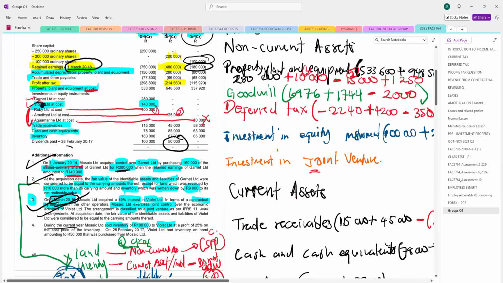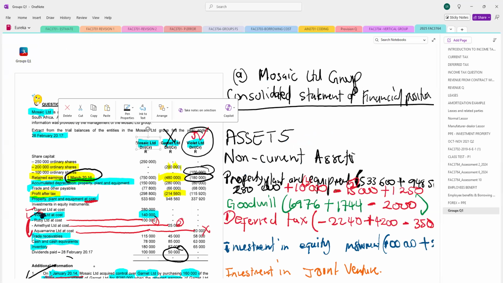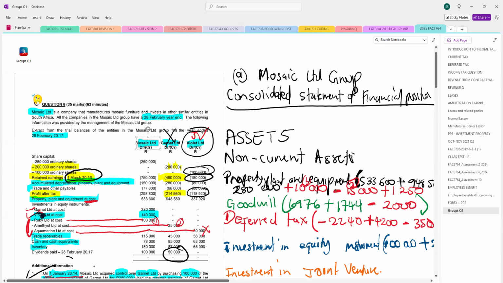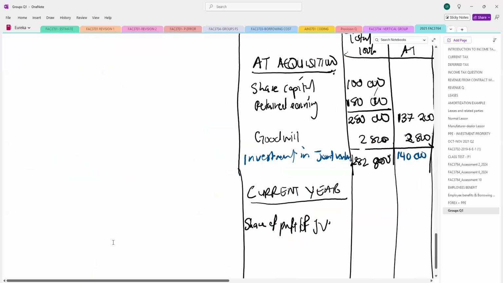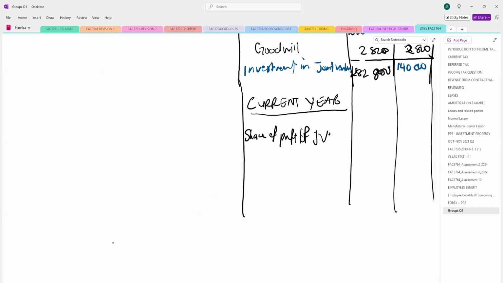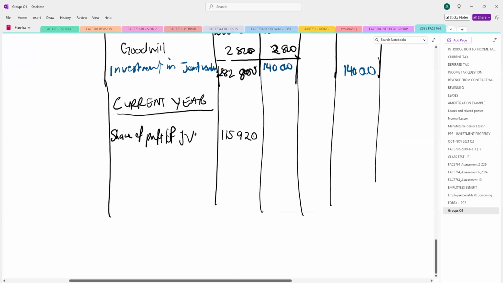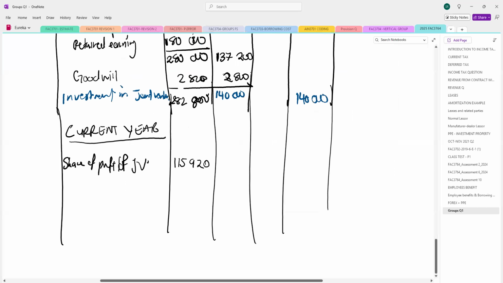So we're gonna go there and check the profit. Profit for the year, there is 115,920. This is what I was talking about. Here you have to share item by item. It's not like your subsidiary where you can share the total. Here you have to share item by item because the accounting for it may differ.